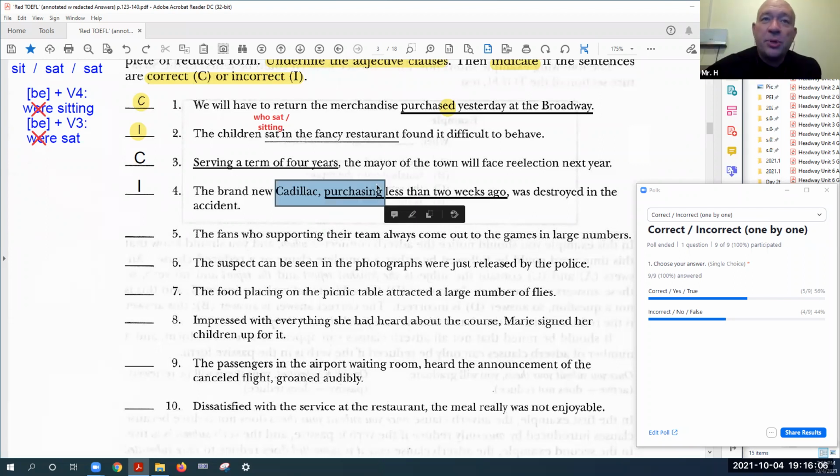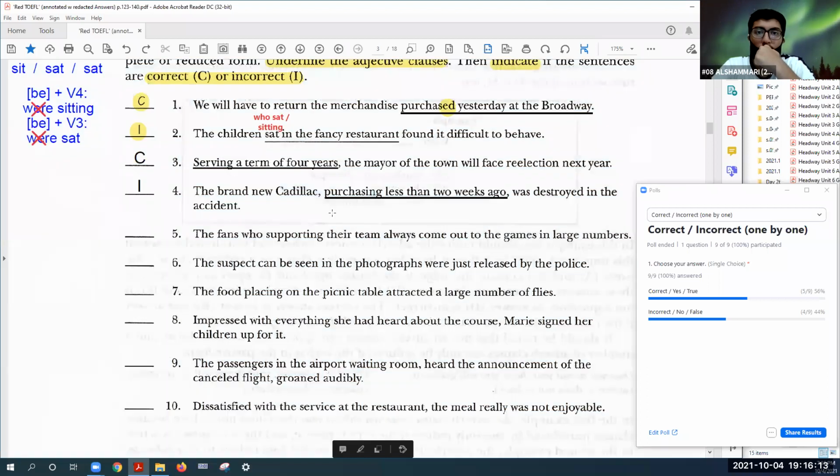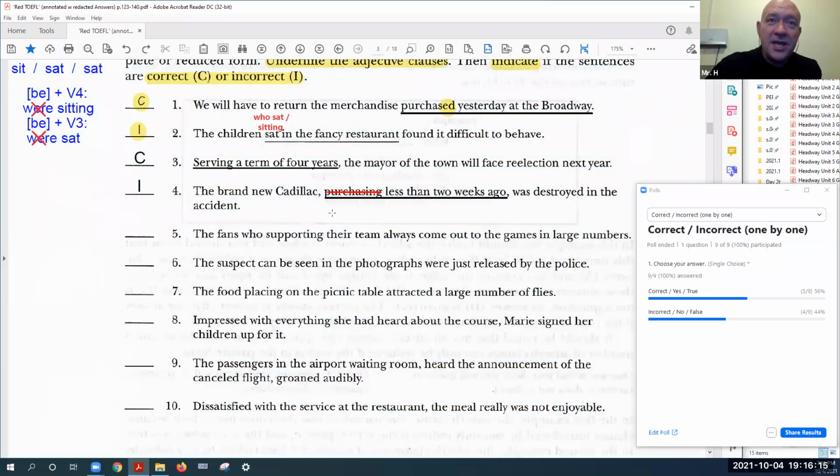So instead of purchasing, what should it be? It should be -ed, right? Verb 3. Instead of verb 4. There's the full clause. Can you read that, Rita? Which was purchased. Say all of it. The brand new Cadillac, which was purchased less than 2 weeks ago, was destroyed in the accident.